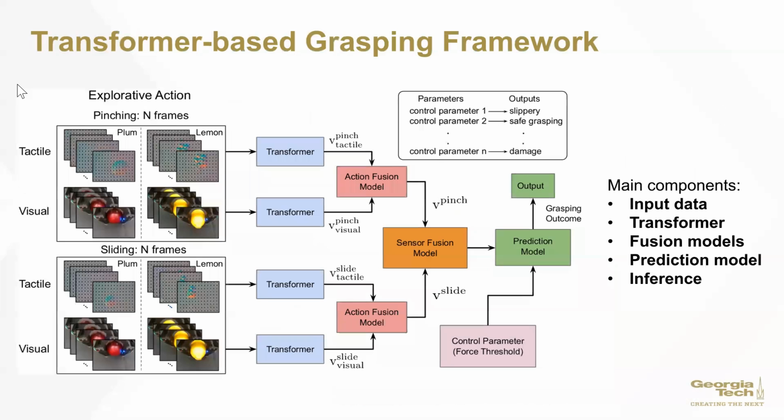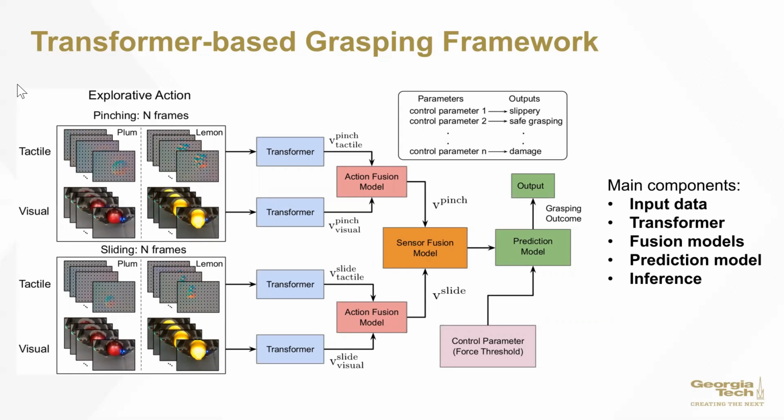Here, we show the transformer-based grasping framework. There are 5 main components: input data, transformer, fusion models, prediction model and inference. The input data are the visual and tactile sensor recordings when the gripper performs 2 predefined explorative actions, pinching and sliding, before the actual grasping. The aim of designing these actions is to let the robot obtain the physical information of the fruits.